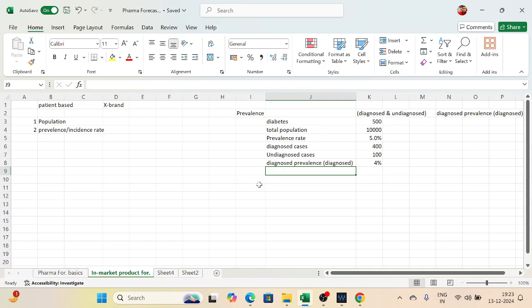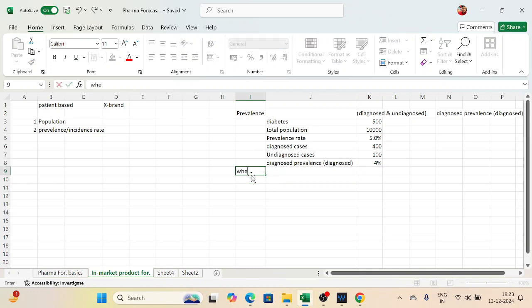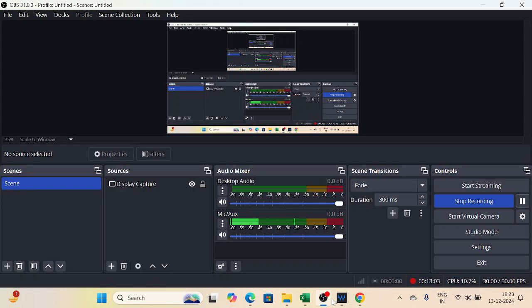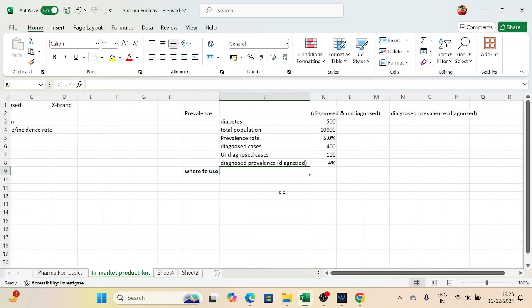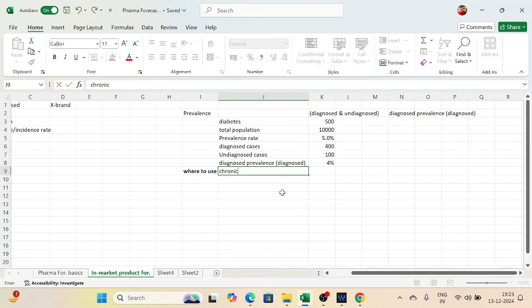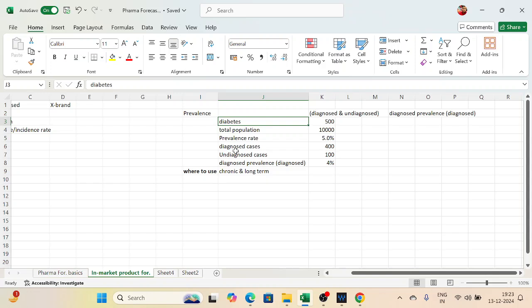So prevalence is mainly used for the diseases which are chronic and long term. So this is very important. Please keep a note on this. So prevalence is only used in the cases where diseases are either chronic or long term. So you can see I have chosen diabetes here as an example. Why? Because diabetes is a long term disease. People do not majorly die because of diabetes, because the mortality rate is very low.